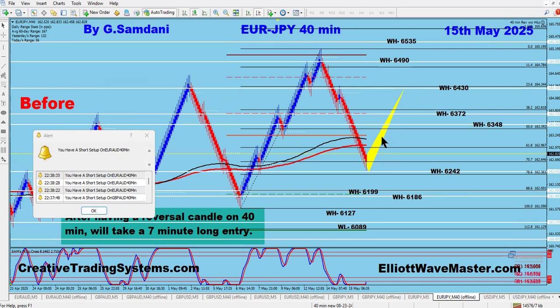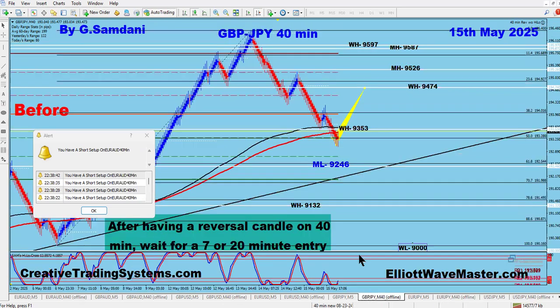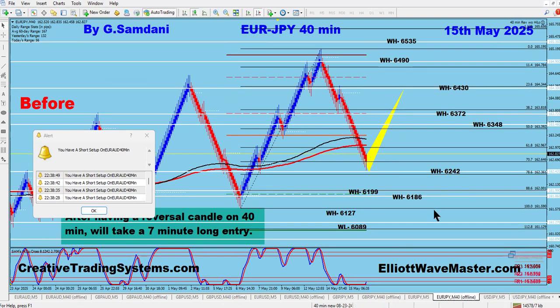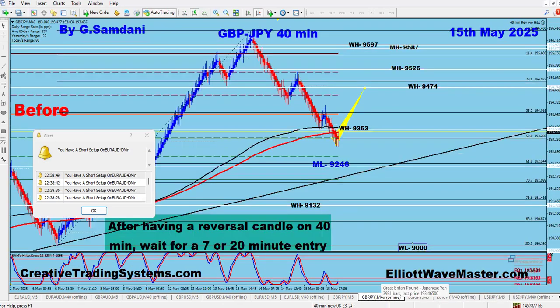So this is another one, Pound yen, doing the same thing. Nice big drop. I had a couple of big trades from these. I even have this one here, from here to here. It's a 135 pip trade. But now I'm gonna be looking for long, right? So these are the yen pairs.